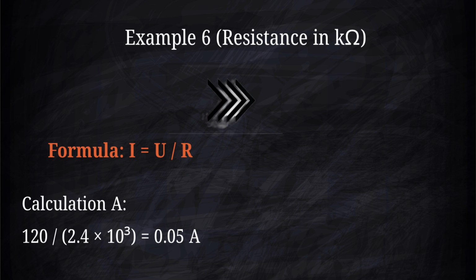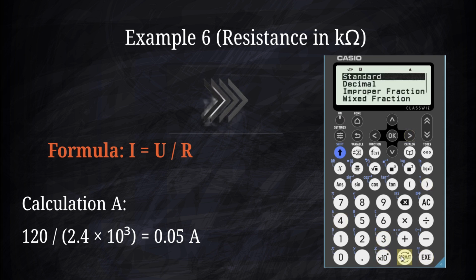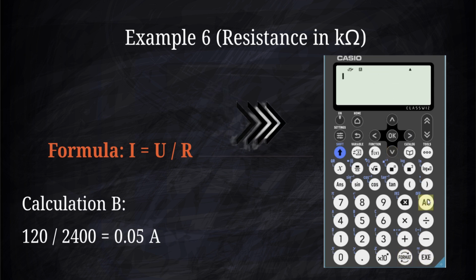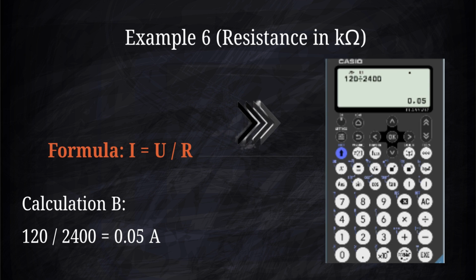Check the calculation on the right. Enter 120 divided by open bracket 2.4 times 10 to the power of 3 close bracket, then press execute. The answer is 0.05 amps. In the second method, first convert 2.4 kilo ohms to 2,400 ohms. Then enter 120 divided by 2,400 in the calculator. The result is the same, 0.05 amps.